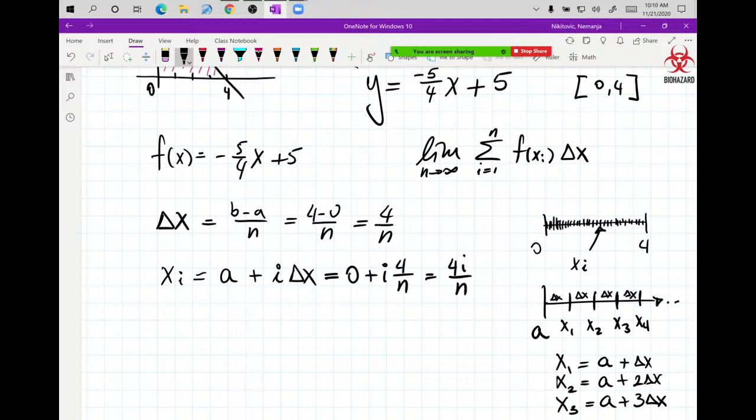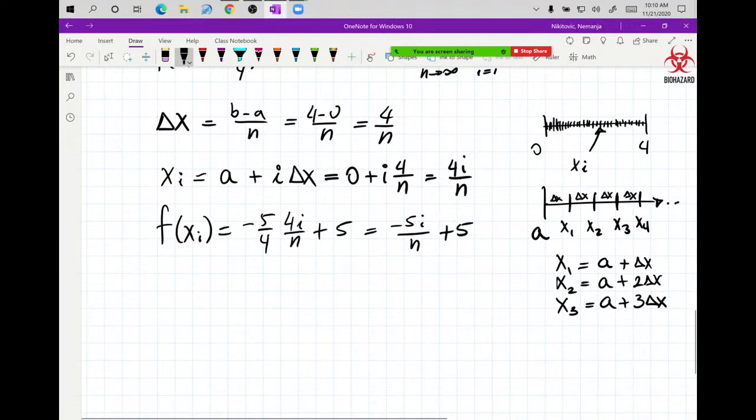Not to be confused with complex numbers i, right? This i is a counter, not a complex number. So be very, very careful about that. We do not use complex numbers in calculus. This is basic calculus. So we're going to now move to figuring out f of xi, and that should be simple because we have negative 5 quarters times xi, which is 4i over n, and then plus 5. That simplifies into negative 5i over n plus 5 when you put all of that stuff together.